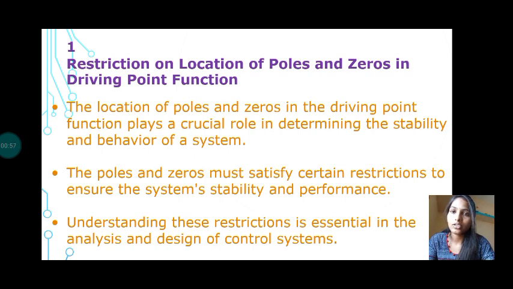The location of poles and zeros in driving point function plays a crucial role in determining the stability and behavior of a system. The poles and zeros must satisfy certain restrictions to ensure the system's stability and performance. Understanding these restrictions is essential in the analysis and design of control systems.